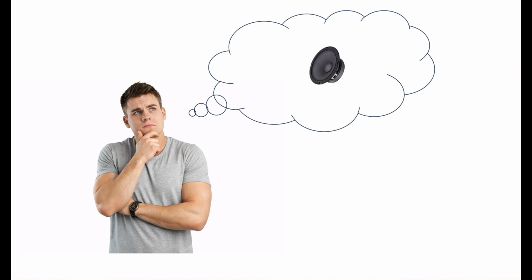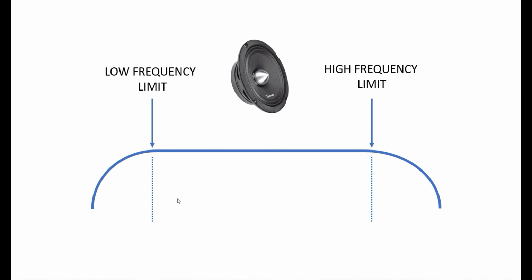But why can't we just have one speaker that can play the entire range? And the answer to that is because speakers have limits, right? All speakers have a high frequency limit and a low frequency limit. Now, there are speakers called widebands where this usable frequency range is very wide, but even so, all speakers have these high and low limits. So let me explain what these limits are and how they kind of work.